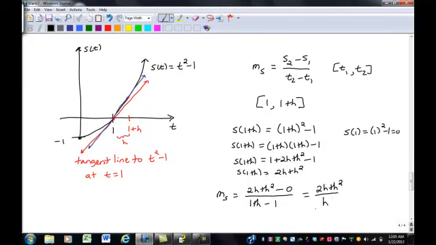That's the equation of the secant line. But ideally, I wanted h to be 0. If h was 0, then the 1 plus h would be 1 plus 0, which is just 1. And there'd be only 1 point on my line, which would give me the equation of the tangent line. Well, this is where calculus comes in.